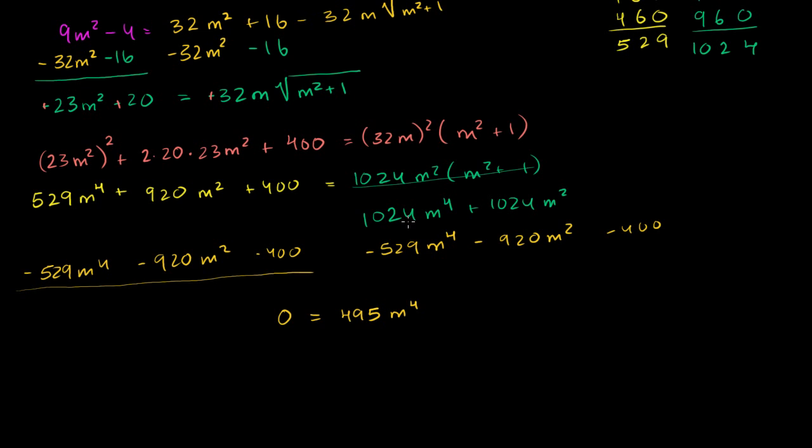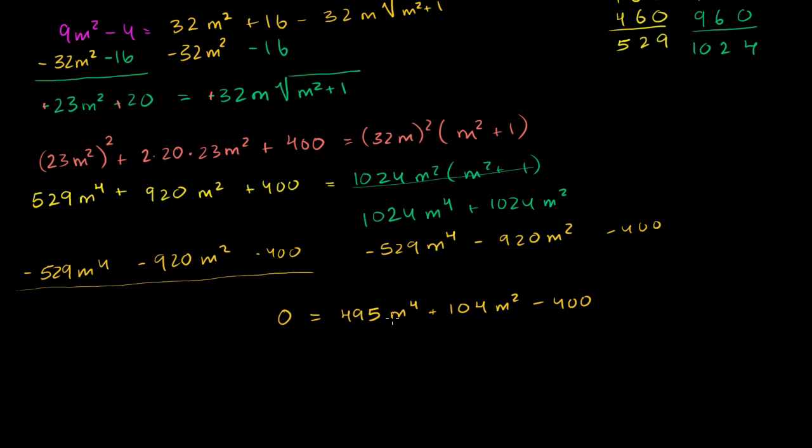Did I do that right? 1024 minus 524 would be 500, but I'm subtracting 5 more than that. So that is going to be 495. And then 1024 minus 920, see, it's 80. It'll be 80 plus 24. So it's going to be plus 104 m squared minus 400 is equal to 0. So we have just a straight up quadratic equation over here.